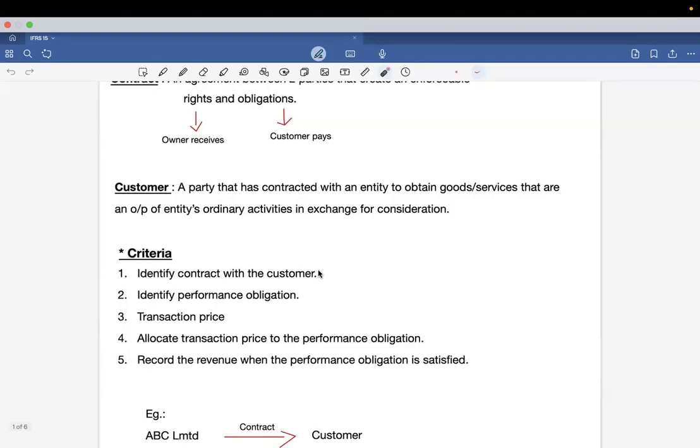So what are the criteria for us to identify this as IFRS 15? First, you should identify the contract with the customer. Second, you have to identify the performance obligation related to the transaction. What is the company supposed to do? The third one is how much price the company is charging for the product.